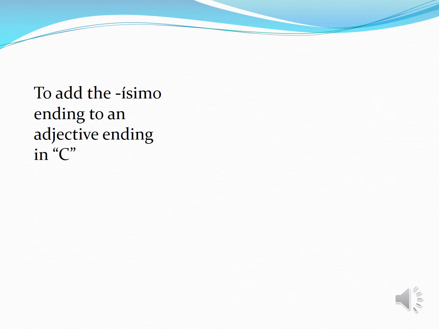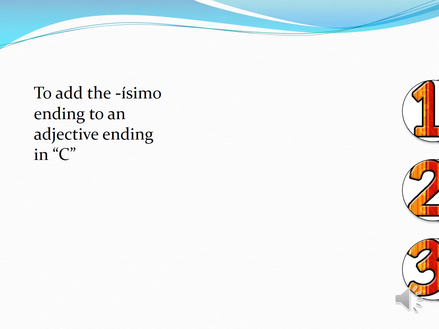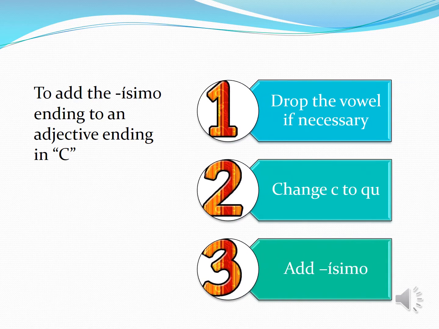So if we have an adjective that ends in C, the first thing we do is we drop the vowel if necessary, like antipático or simpático. When we drop the O, we're left with a C. So then we need to change the C to QU, and then we add our issimo.